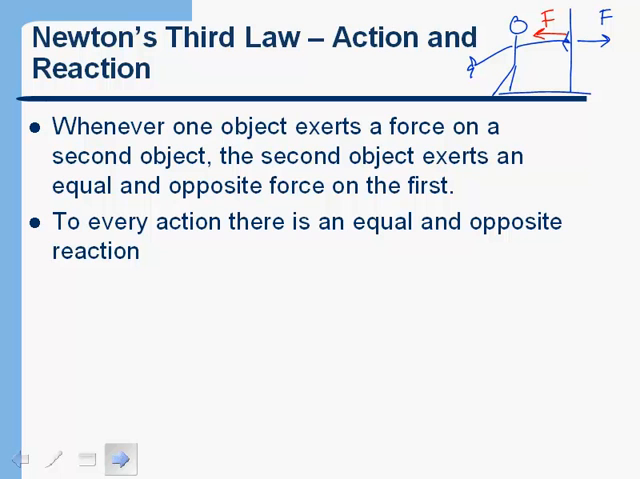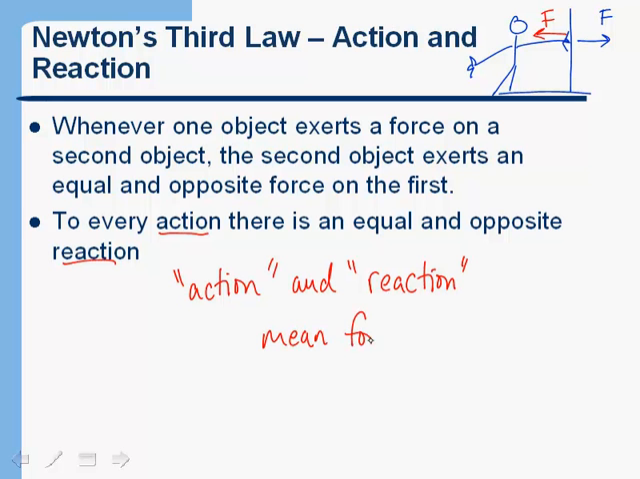Sometimes Newton's third law is stated this way: to every action, there is an equal and opposite reaction. And by the way, this is actually how Newton said it. Action and reaction simply mean force. So, to every force, there's an equal and opposite force, is the other way to say that. All right, let's take a look at an example of Newton's third law.